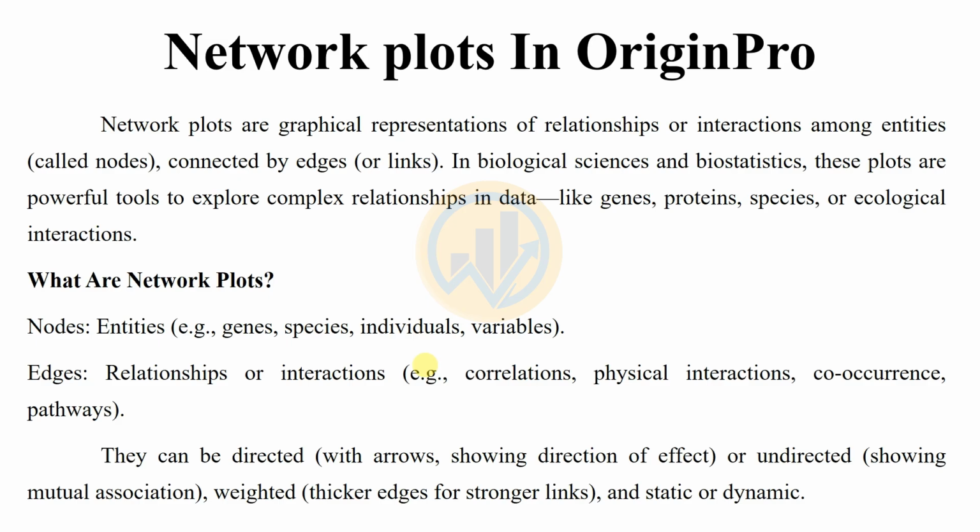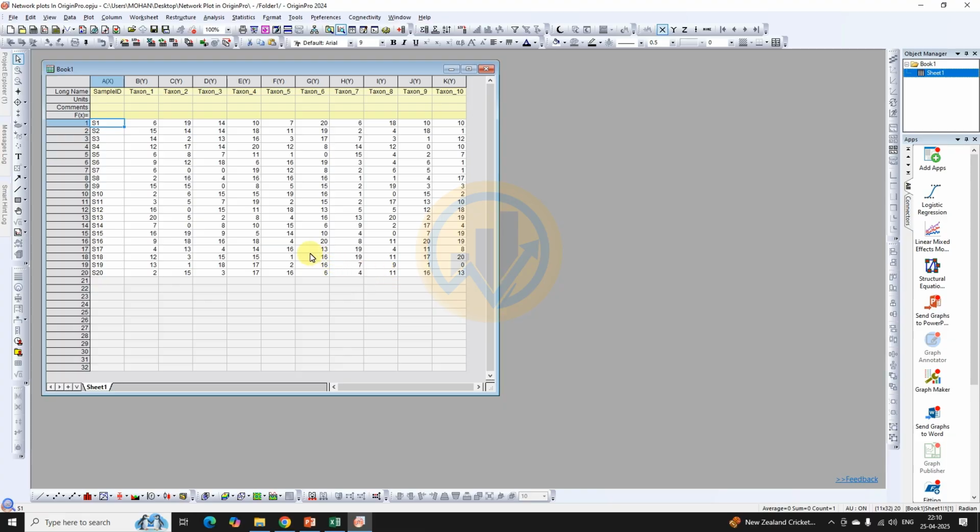Let's go to the OriginPro software. The data is already entered in the OriginPro workspace. We take the microbial abundance dataset, with a total of 20 different samples and a total of 10 different species identified. Before drawing a network plot in OriginPro, the data must be analyzed for correlation coefficients.